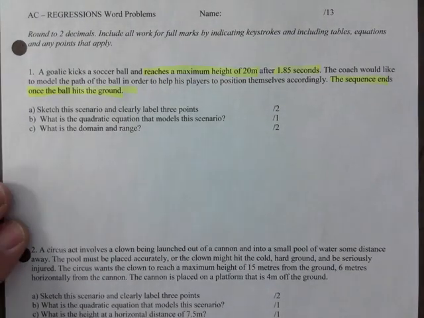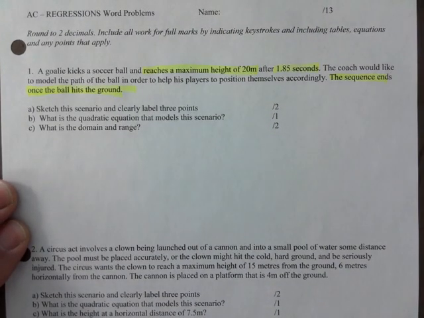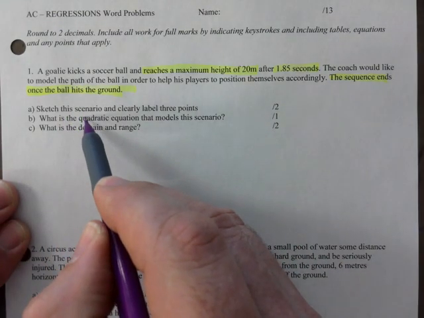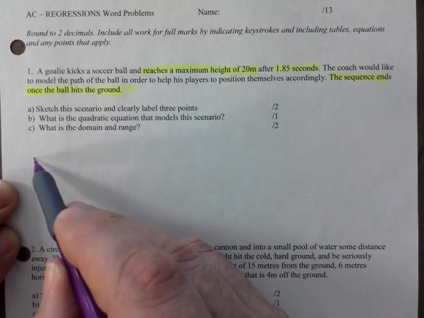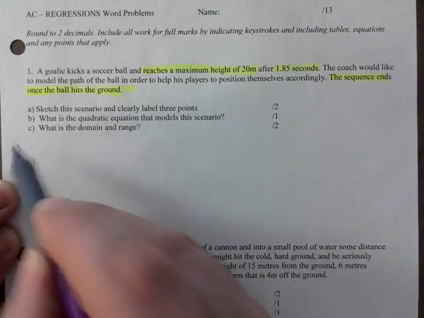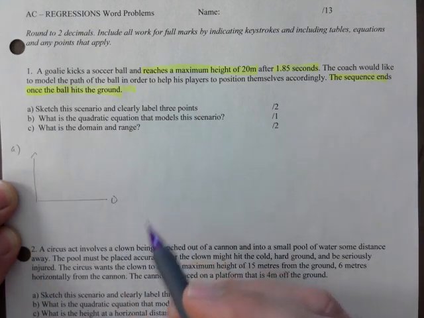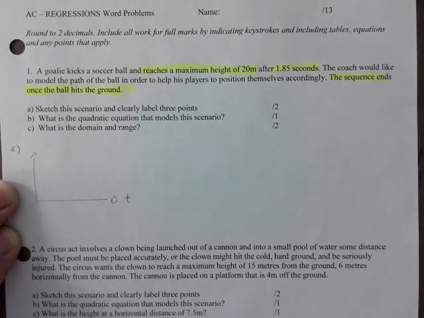Sketch the scenario and clearly label 3 points, and then come up with a quadratic equation. Usually, these two are combined for 1 mark. But today we're going to be a little nicer here. So we have time and height. Sometimes it's distance and height.